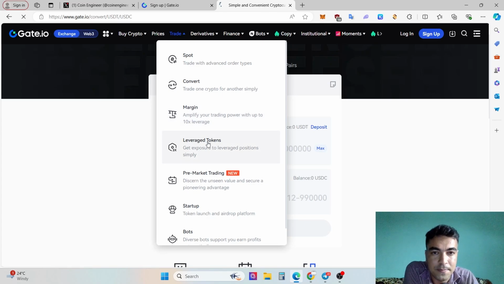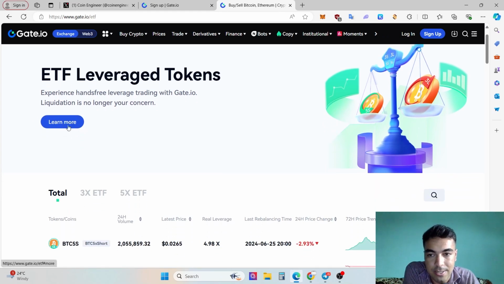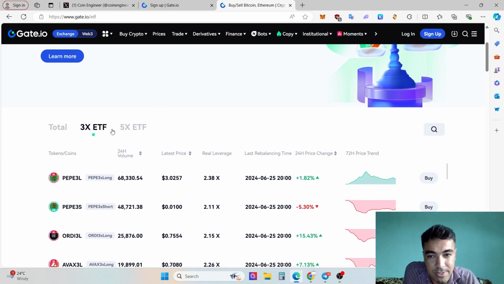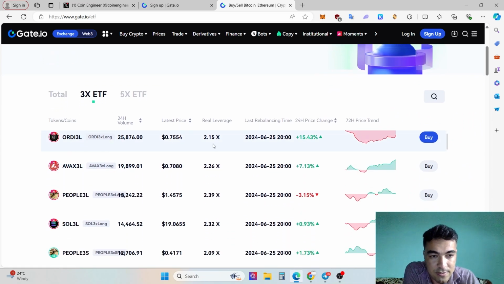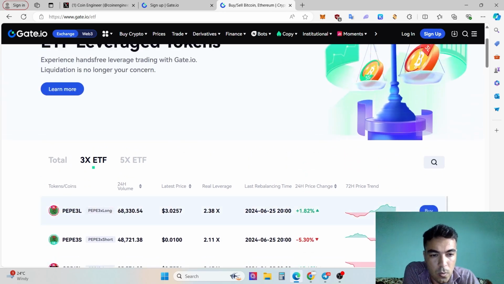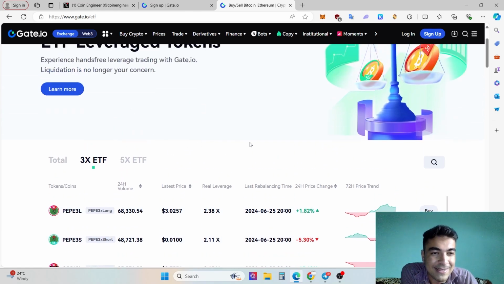Leverage tokens, yes, those are exchange traded fund leverage tokens. You can click to learn more, for example 3x ETFs, for example BTC3S, BTC3L, and so on. You can just buy them if you want to buy ETF tokens in there. These are not ETFs in the global market, they are the ETFs at Gate.io.